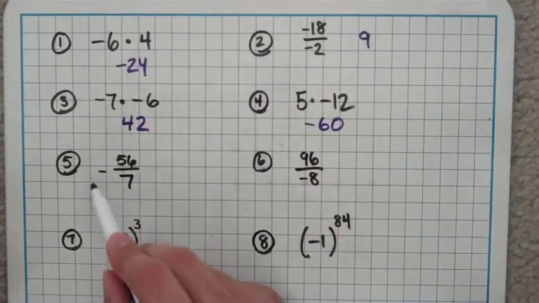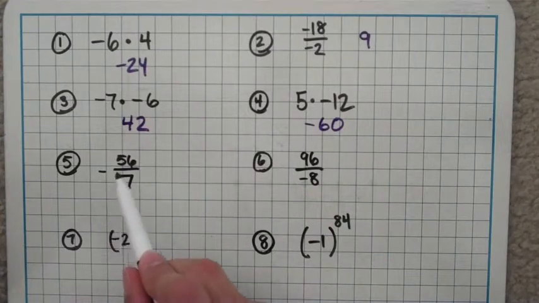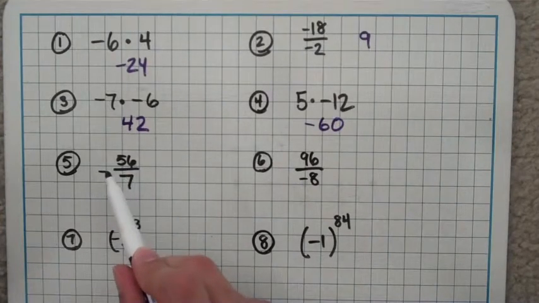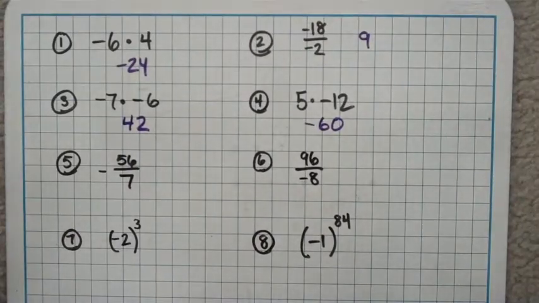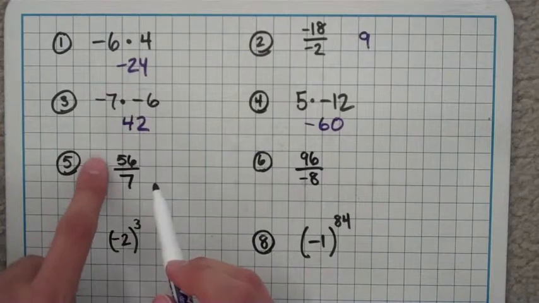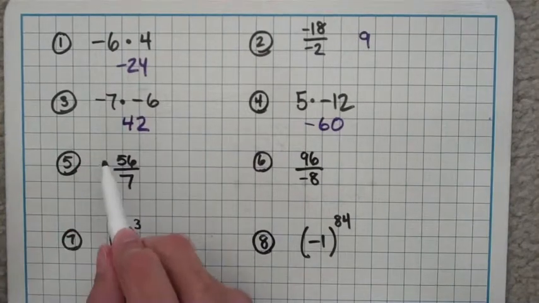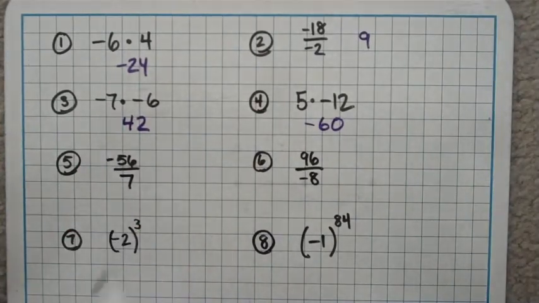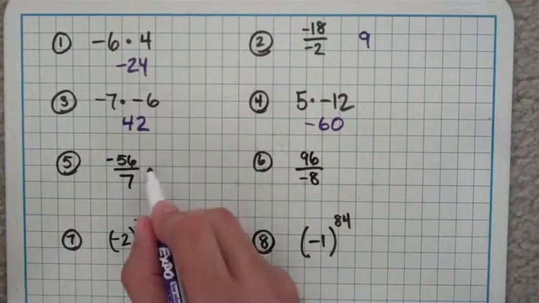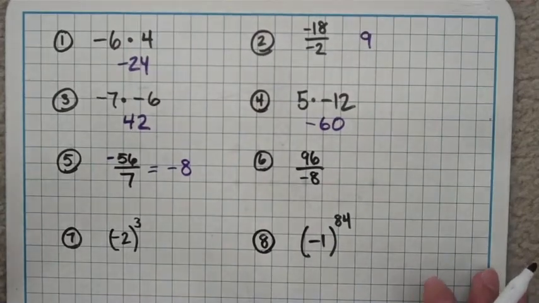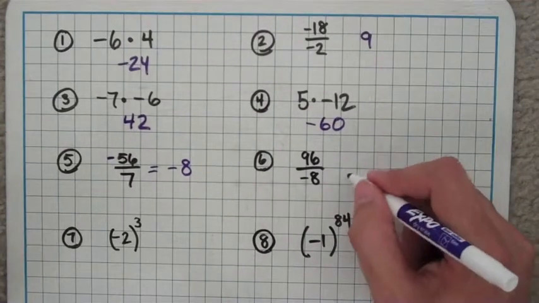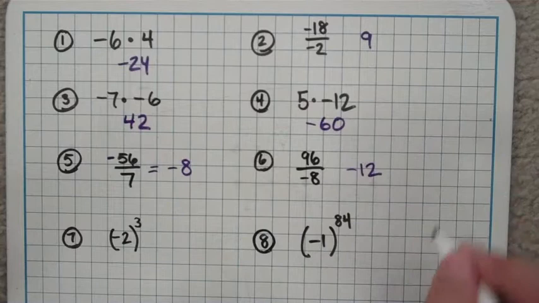If you have a negative out front like this, like in this example right here, some people will make the mistake of making it negative 56 and negative 7. If you do that, though, you're going to get a positive answer because your two negatives are going to cancel. When there's a negative up front, what I usually do is just attach it to the top number. It's easier to think about that way. It really doesn't matter where you put it, but only one of the numbers should be negative. 56 divided by 7 is going to be 8, so we're dealing with negative 8 here. Next up, 96 divided by negative 8 is going to be a negative 12.